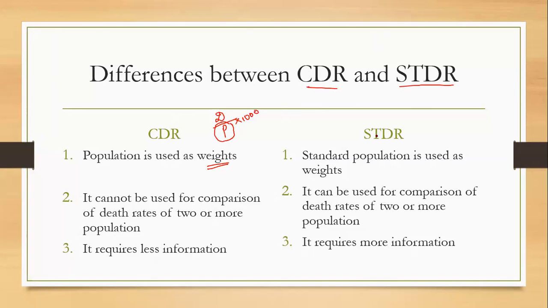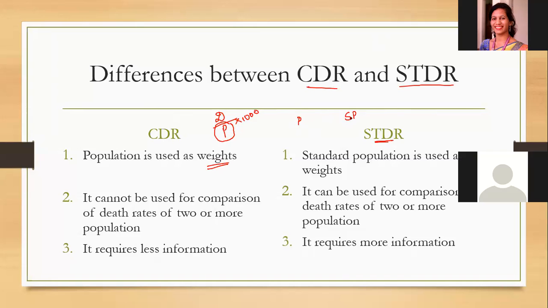But here in standardized death rate what happens is we are not considering the population of that locality. Instead we are considering the standard population that has been given to us separately.